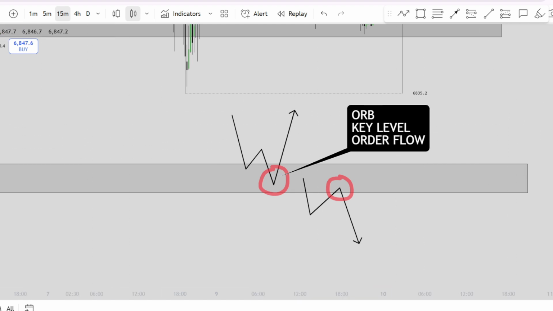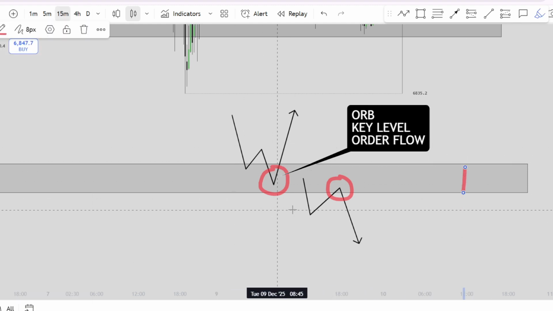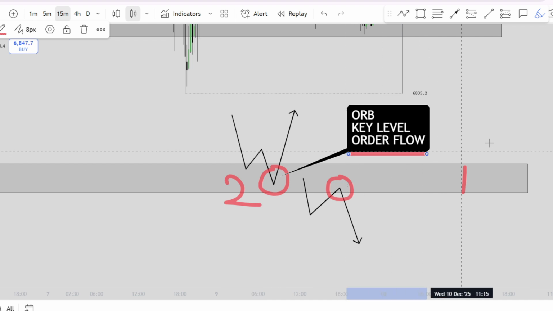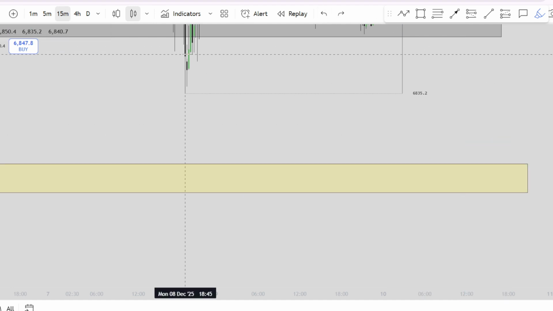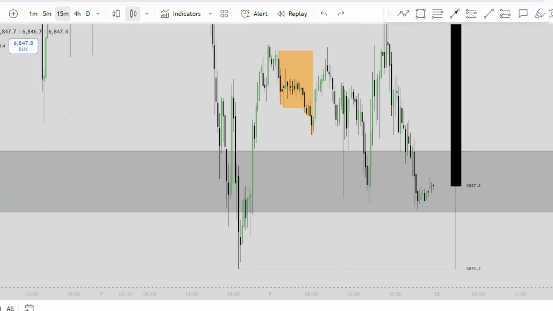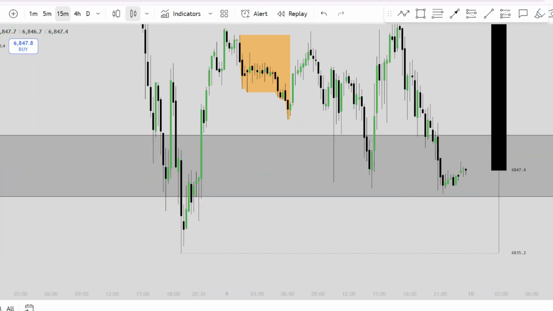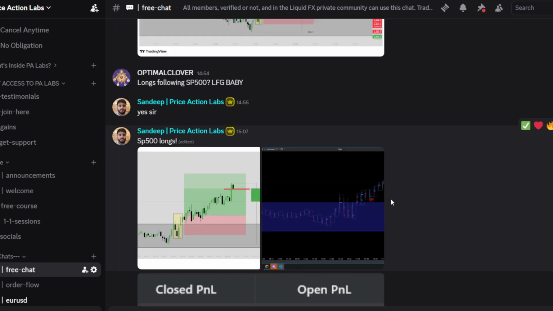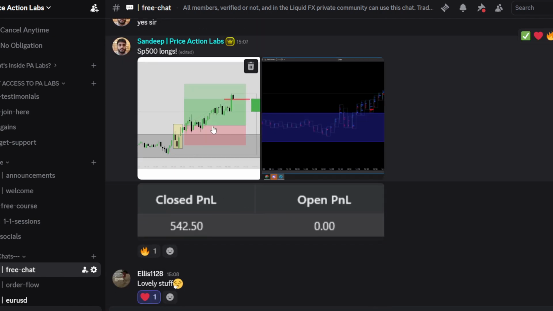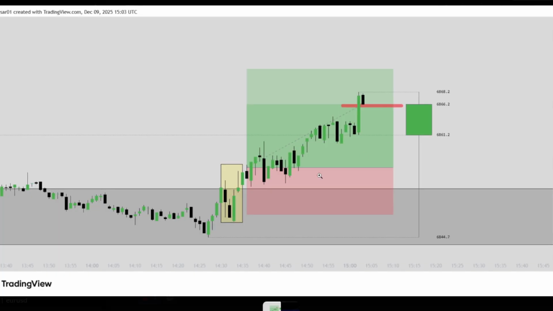So these are the 3 things we're going to look for. You want to tag into a key level, you want to see buyers and sellers in the key level, and you want to use order flow to determine whether the key level is going to be a bullish key level or a bearish key level. So that's kind of how we're going to go about this video. With this trade that I took, my execution for this particular trade came, so I'm just going to be going over this trade I took here. About $542 for the day, S&P futures longs.